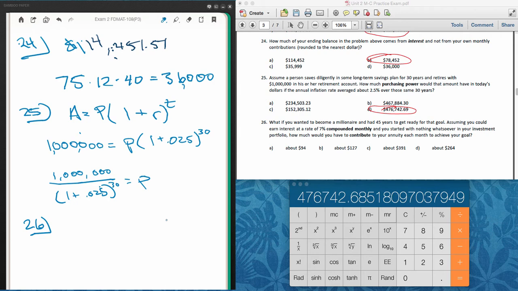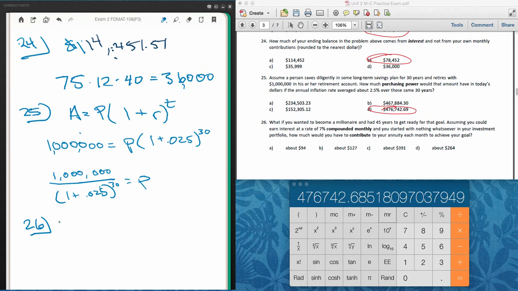Number 26. What if you wanted to become a millionaire and had 45 years to get that goal? Assuming you could earn interest at a rate of 7% compounded monthly, and you started with nothing whatsoever in your investment, how much would you have to contribute to your annuity each month to receive your goal? So what we're looking for now is that payment. We don't know the payment, but we want the payment.